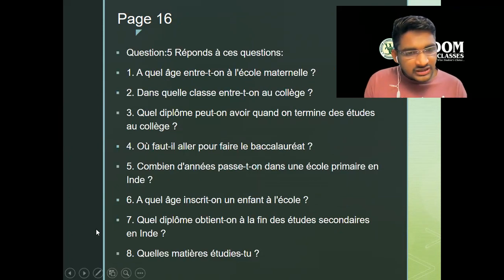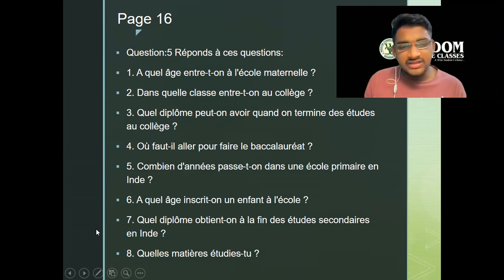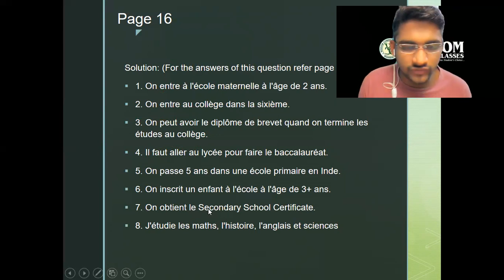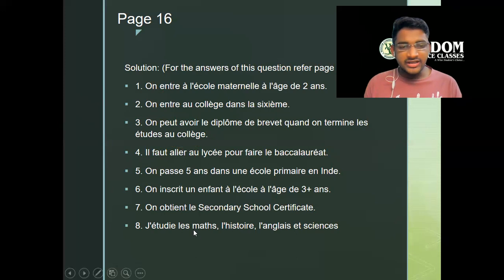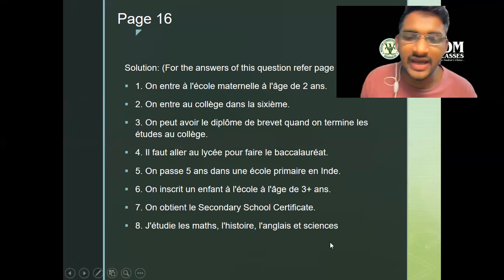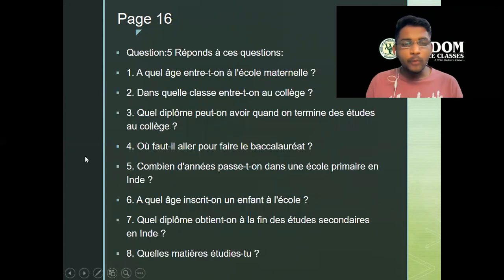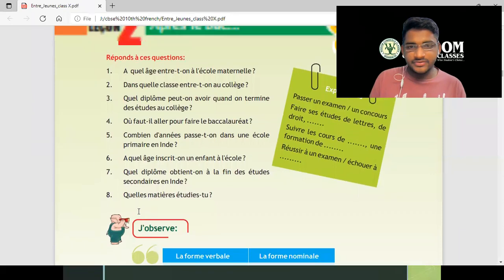Seventh one, quel diplôme? Which diploma does one obtain at the end of secondary studies in India? So one obtains a secondary school certificate, that is the 12th standard. We call it HSC also over here. And finally, which subjects do you study? So I study maths, history, English, and science. So we have so many subjects over here. So if you want, students, you can pause the video and copy this down nicely. This will surely help you in your exams.